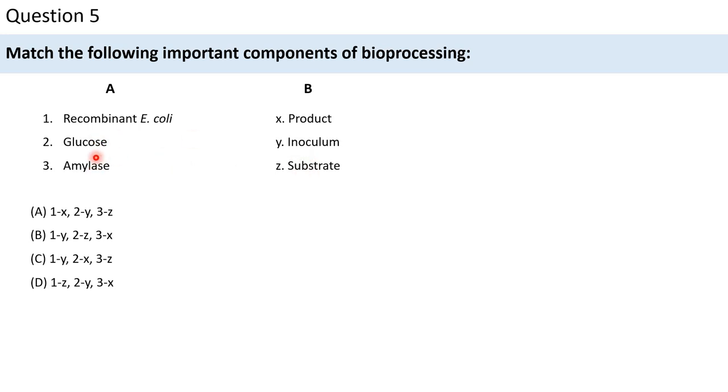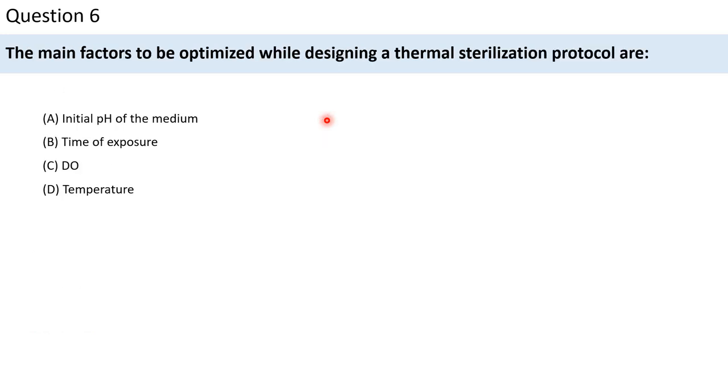Whereas based on whatever is being given here, amylase has to break the bonds, like alpha 1,4 bonds, I guess. This is an enzyme that is being produced commercially as well. So here this is going to be the product. So the recombinant E. coli is the inoculum, and glucose is the substrate that is going to be utilized by the cells, and the product that is going to be produced by the cells is amylase. So the answer here is option B. Okay. Moving on to question 6.